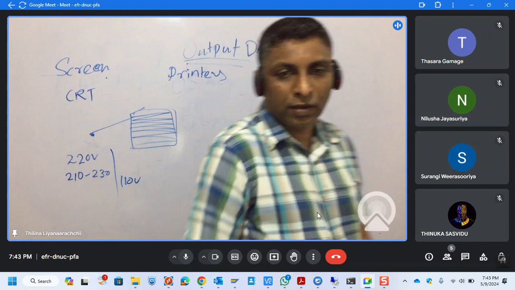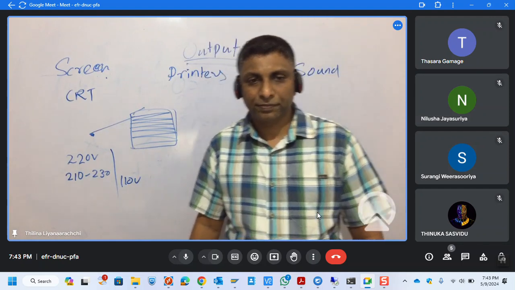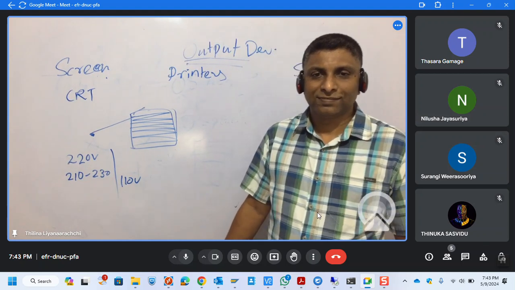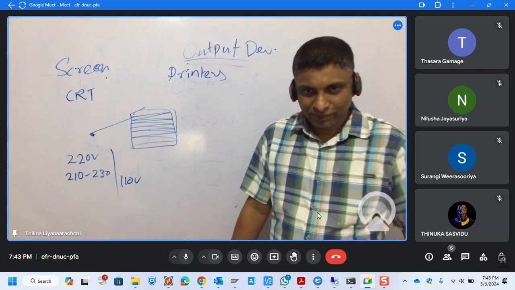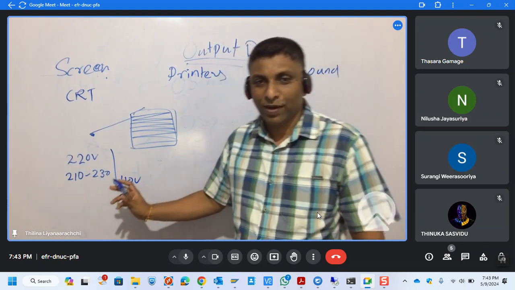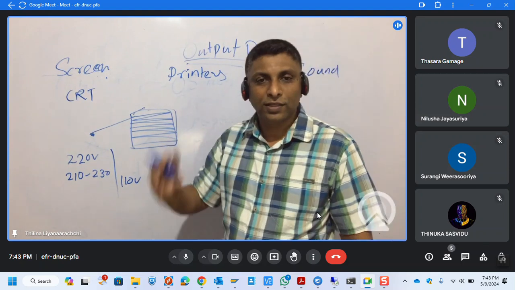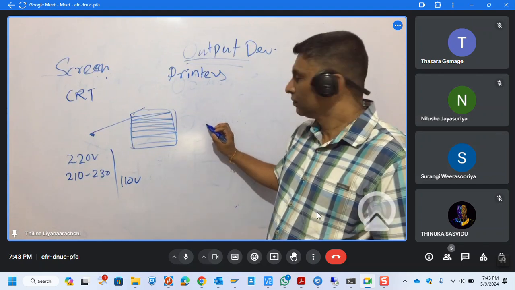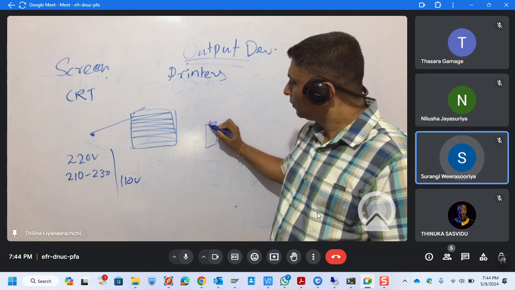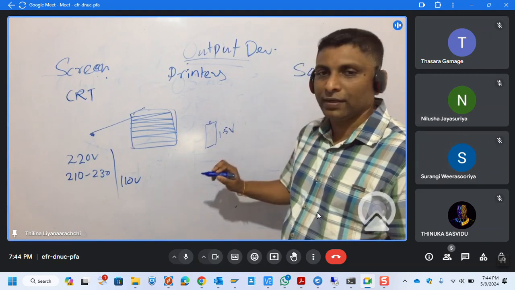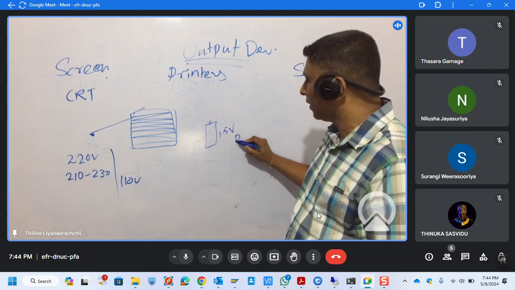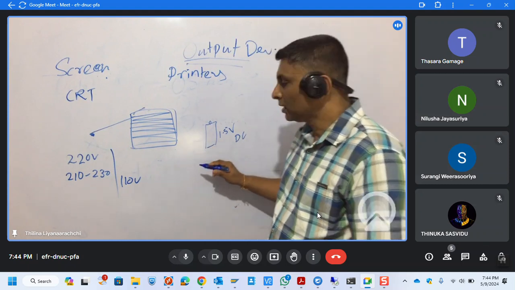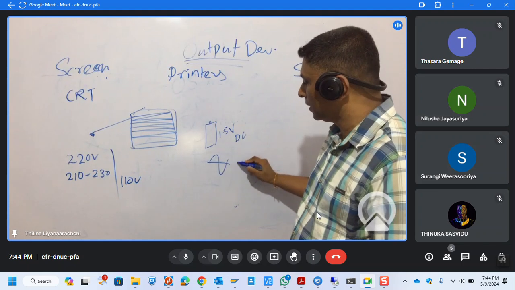What's the voltage of a regular double A battery? 1.5 volts. That is direct current. It's not AC. Our household current is alternating current, AC.